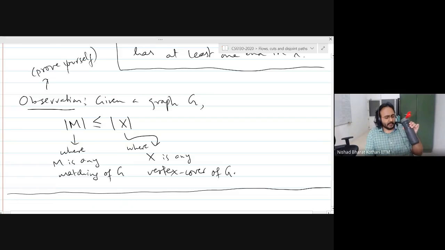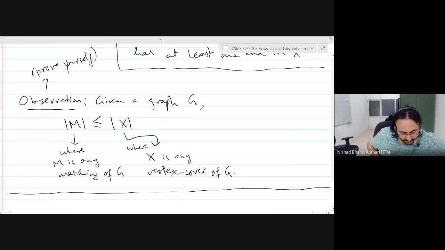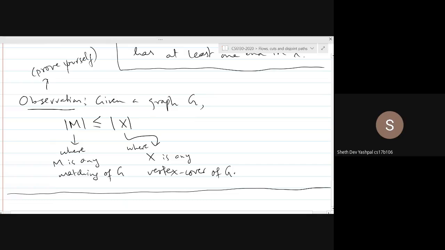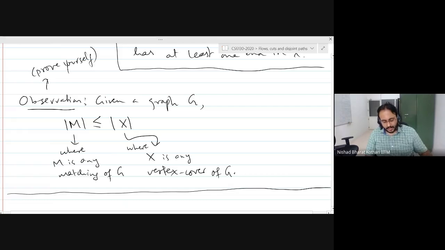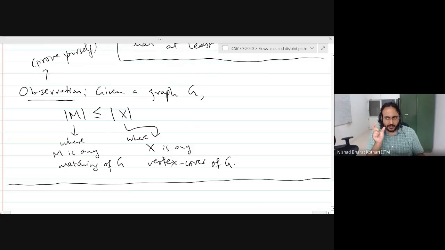Does everybody sort of see why this is true? The 0, 1 argument before. Sorry? For the cutoff V, the cardinality of M intersection V will always be 0 or 1. That's right. Each matching edge meets each vertex cover in either 0 or 1. You can view the matching edge as a set of two vertices.